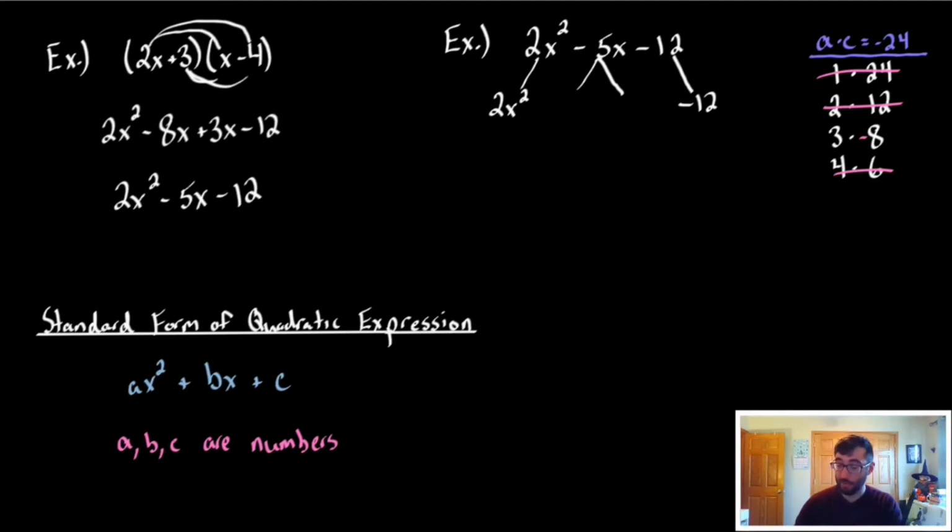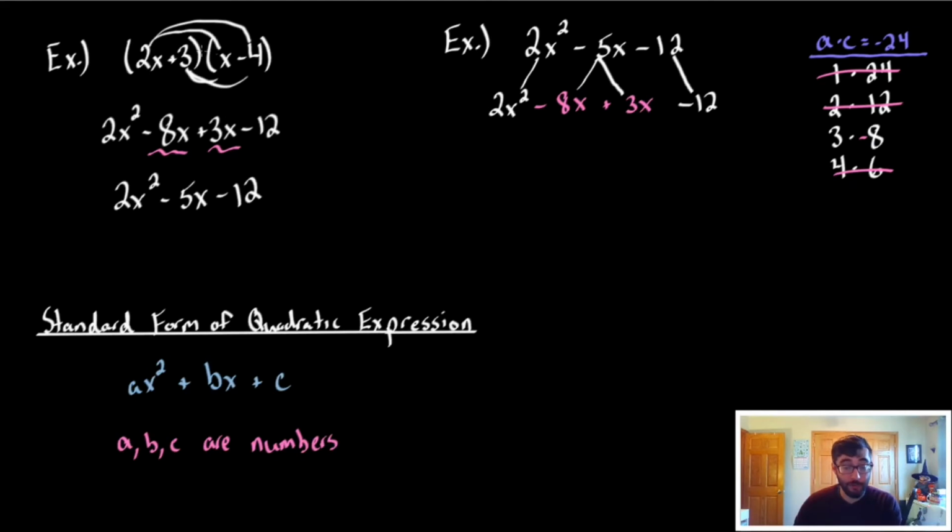So we are going to split up the negative 5x and make it negative 8x and positive 3x. Notice I didn't change the problem really at all. If I did negative 8x plus 3x, I'm right back at negative 5x. So I didn't actually alter the problem. I just expanded the negative 5x.